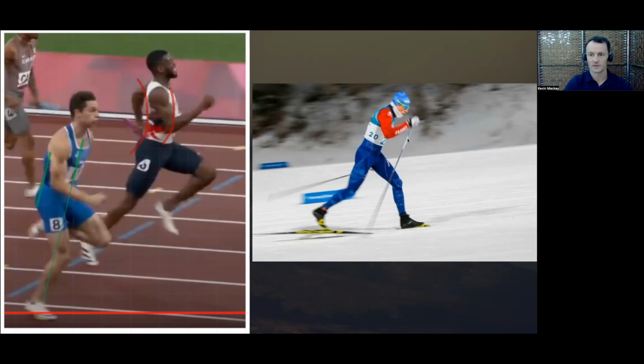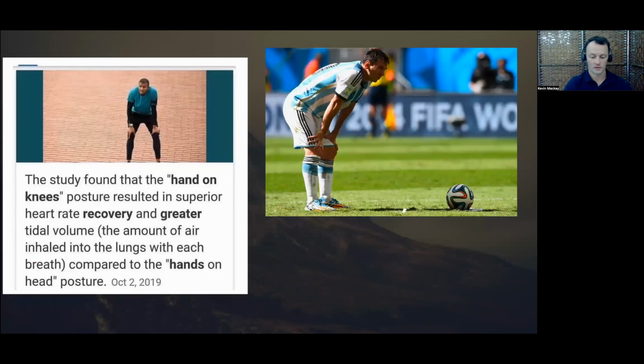So again, you'll see the shoulders aren't pulled back because he's doing something with them. But there's no reason why your shoulders have to be pulled back when you're not doing something with them. And this is more than sport now. Some research was done, and people are debating it: what's the best position for recovery, for breathing recovery when you're tired, whether to put your hands behind your head or on your knees. And this study a few years ago said that hands on the knees is better for heart rate recovery and increasing your breath and things like this.